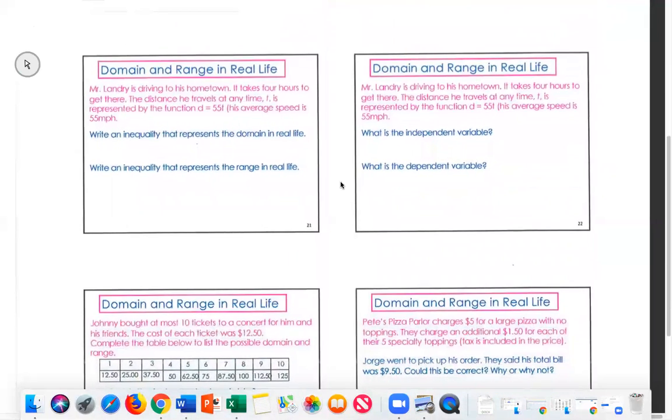Identifying domain and range and your independent and dependent variables. So we're going to start here with Mr. Landry is driving to his hometown. It takes 4 hours to get there. The distance he travels at any time t is represented by the function d equals 55t, right, in inequality.